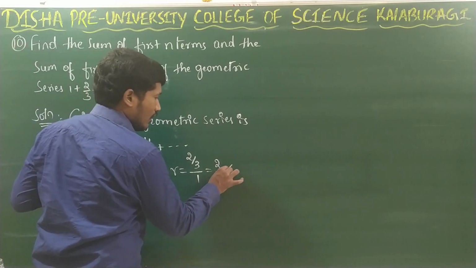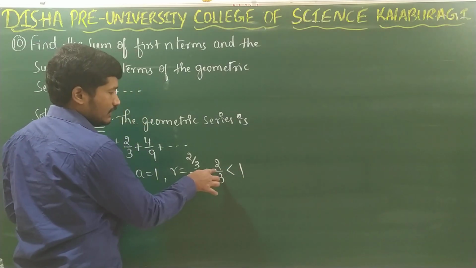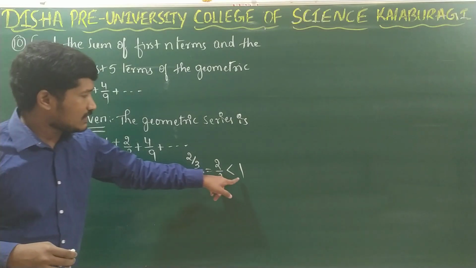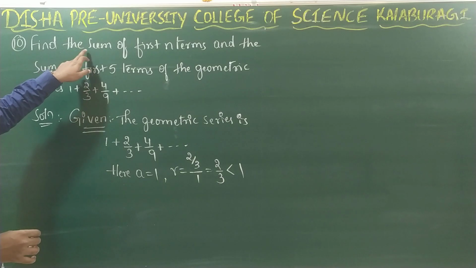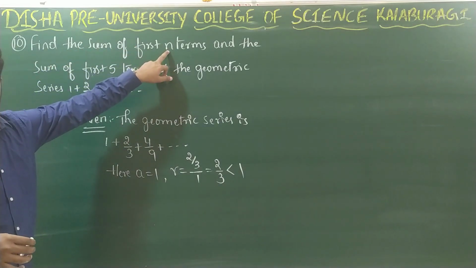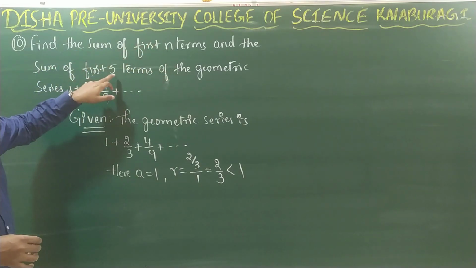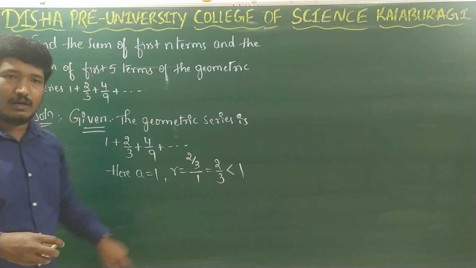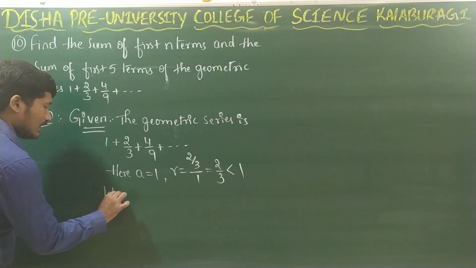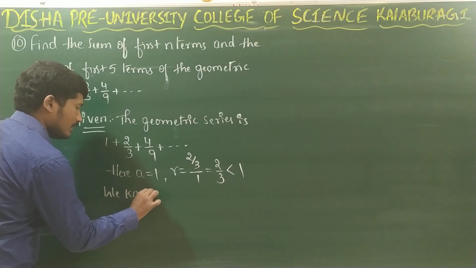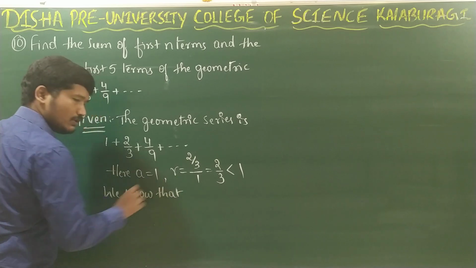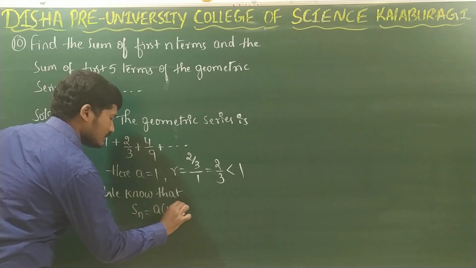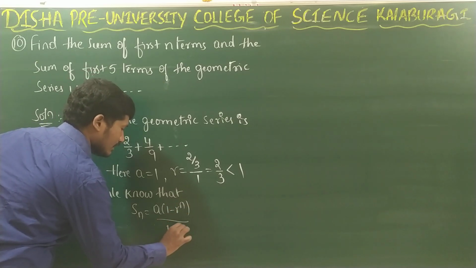See here, the common ratio is less than 1. That is 2 divided by 3 is nothing but 0.666, so it is less than 1. We want to calculate the sum of first n terms as well as the sum of 5 terms. When the common ratio is less than 1, we know that Sn is equal to A into 1 minus R power n divided by 1 minus R.